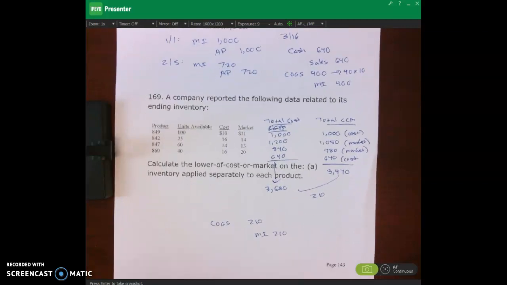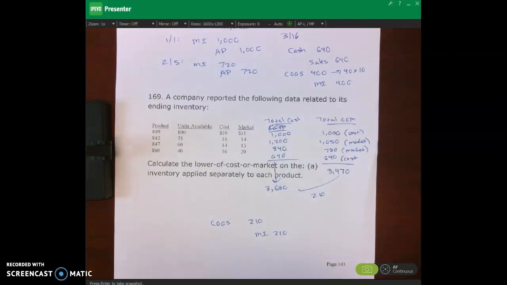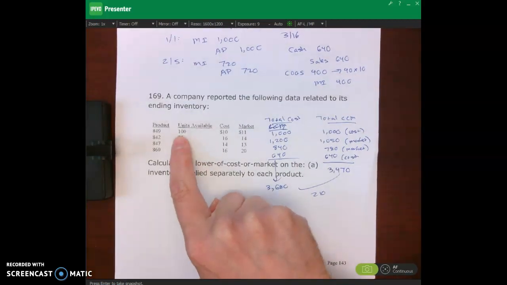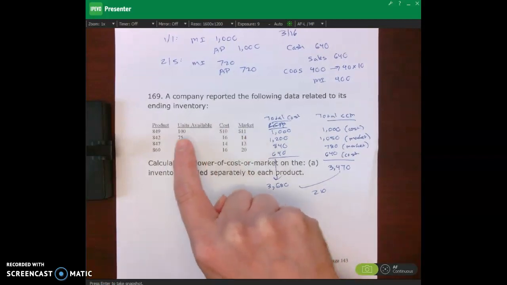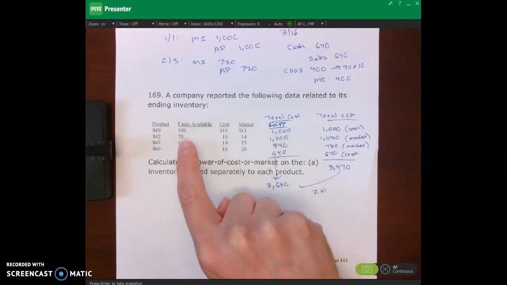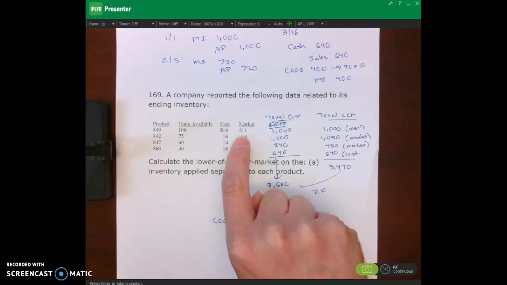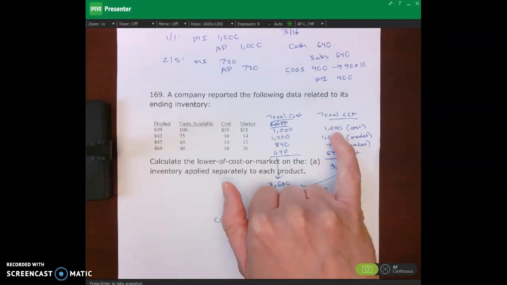And then this last one here on page 143 is lower cost or market. And then I went ahead and did the journal entry as well. So I had to calculate total cost and then total lower cost of market. So here I have my 100 units available for product 849 at a cost of 10, market 11. 100 times the 10 gives me total cost of 1,000. Which one do I choose? I choose the cost because the cost of $10 is lower than the market. So total LCM over here is 1,000.